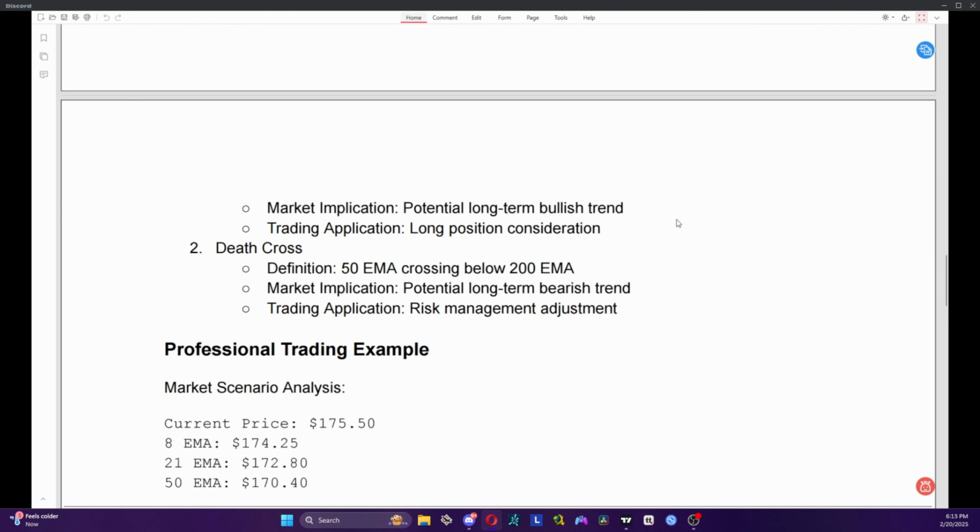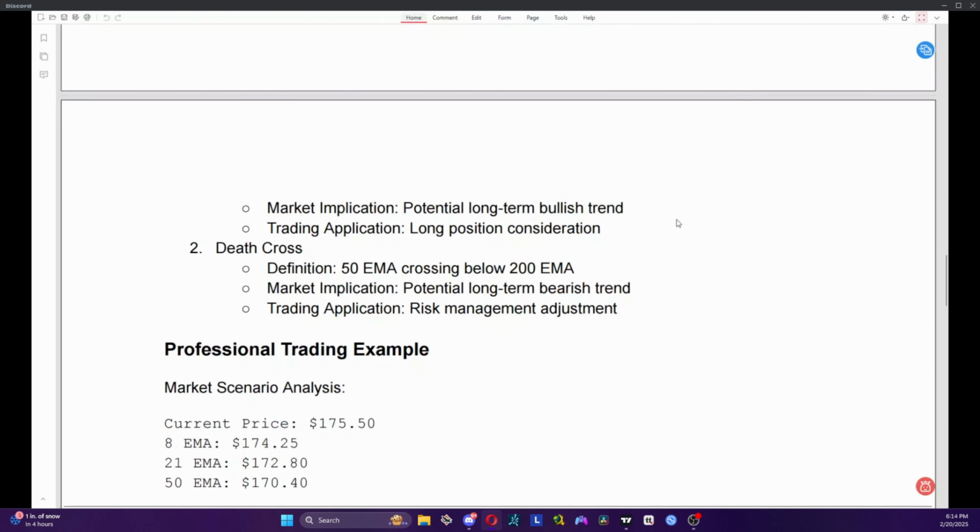Again, you have to understand that moving averages are lagging indicators and they are not going to be foolproof. So you're using these squiggly lines as confluence to price action. Now, the opposite of the golden cross is the death cross, which is the complete opposite. It's when the 50 EMA crosses below the 200. And that means that you're going to have a potential long-term bearish trend.